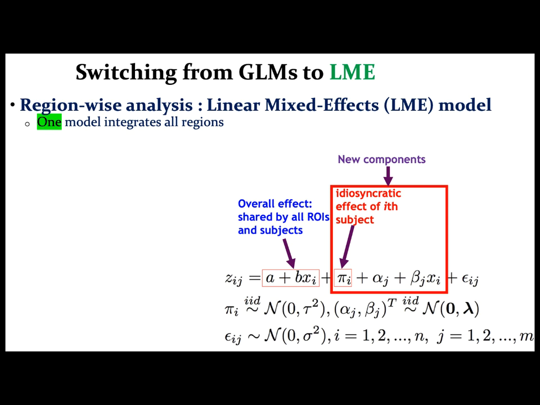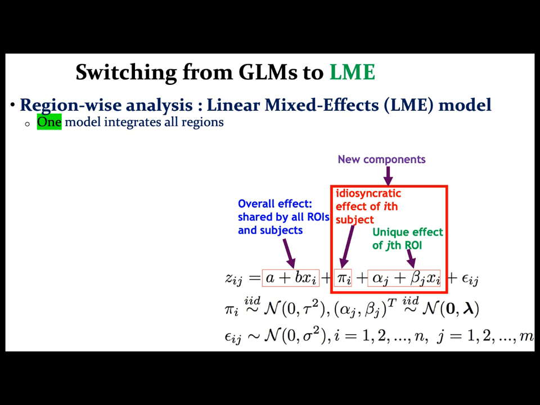That's why I have that pi sub I, because each subject has something unique. So that captures the quasi-subject variability. This part is indexed by J. That means each region has its unique contribution related to the common one, A plus BX. So I partition the data into those 3 components.